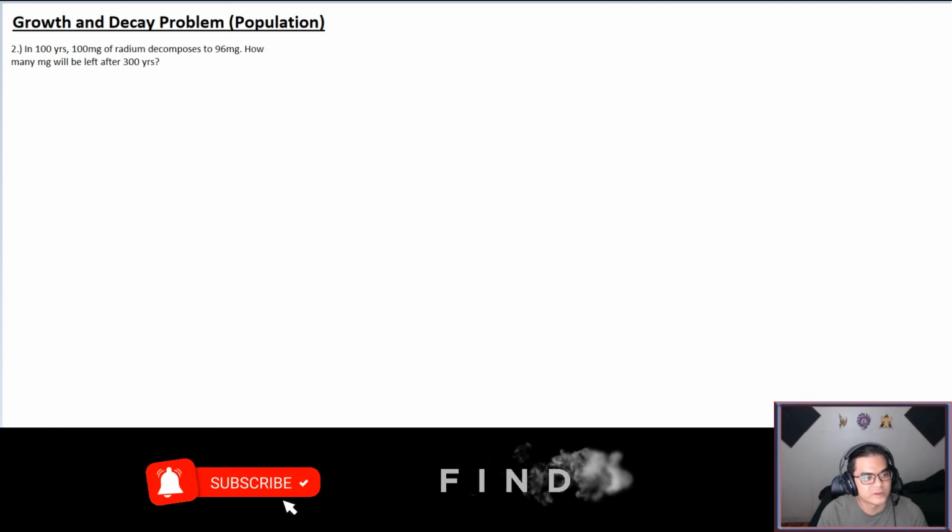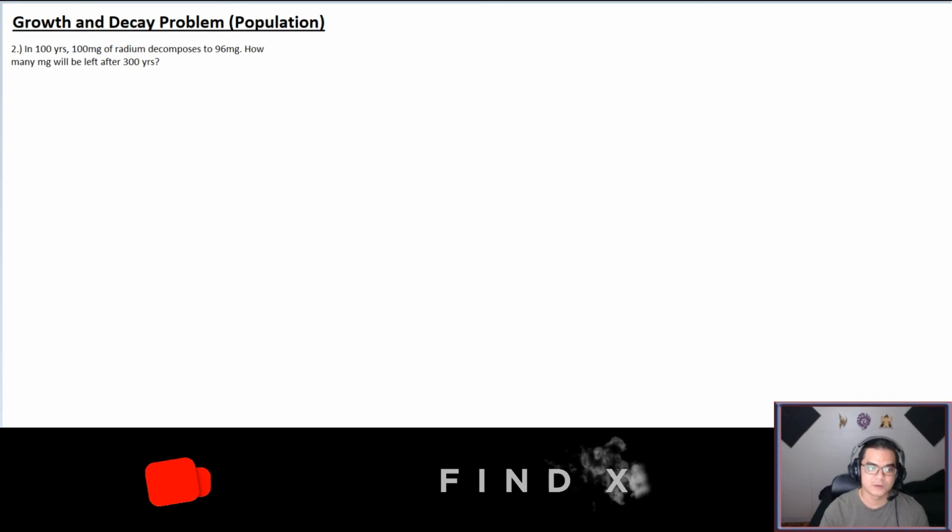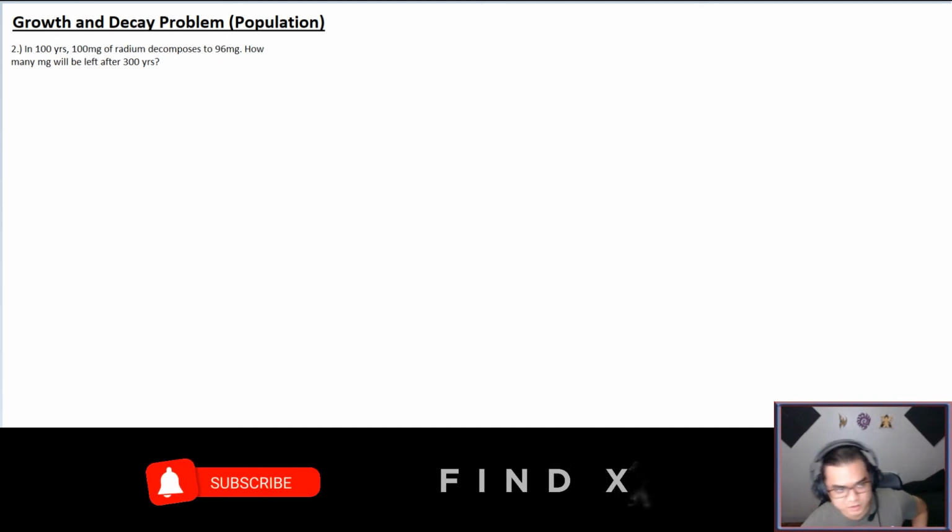Okay, so for our next problem, we have in 100 years, 100 milligram of radium decomposes to 96 milligram. So how many mg will be left after 300 years? So as you can see, there's 100 milligram of radium, and then it decomposes to 96 milligram after 100 years. So we are asked to find how many milligram will be left after 300 years.